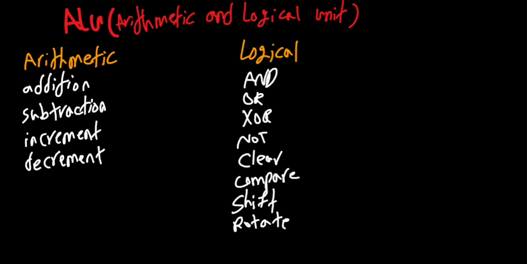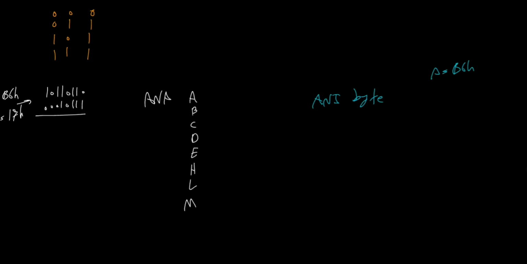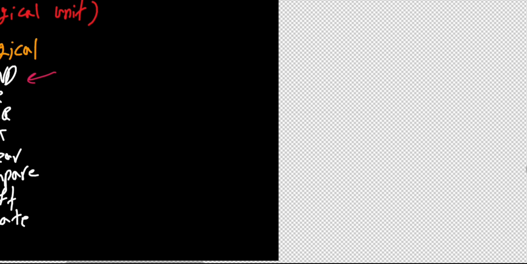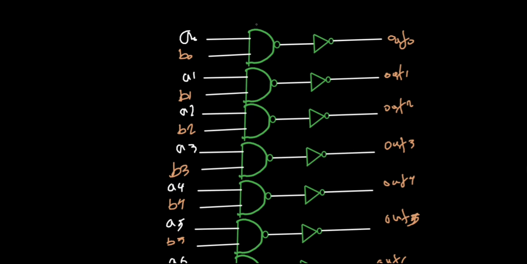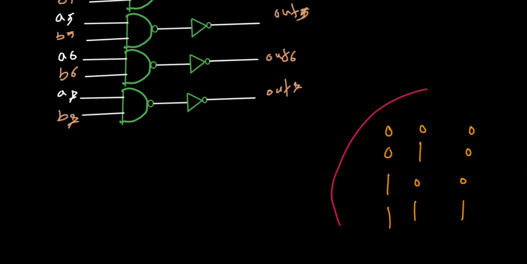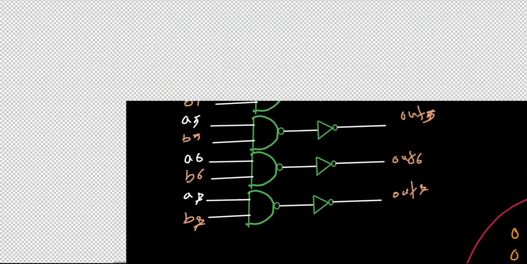Okay, now we want to use our logical gates to implement all of these functionalities in the ALU of the 8085 microprocessor. The first functionality is AND, and we want to see how it is implemented in 8085. Here we said that the combination of a NAND gate and a NOT gate is an AND gate, and the truth table of an AND is like this: the output is 1 only when all inputs are equal to 1.